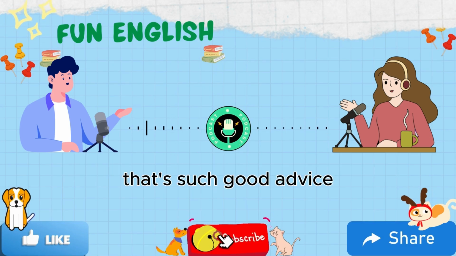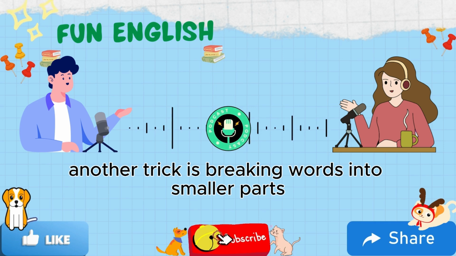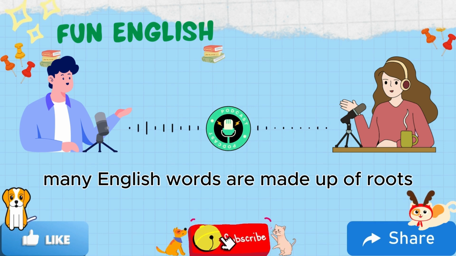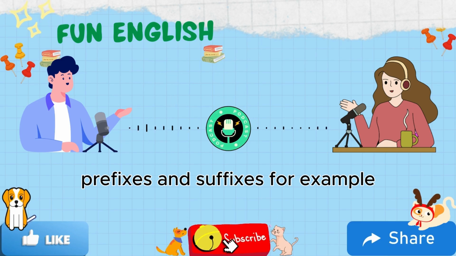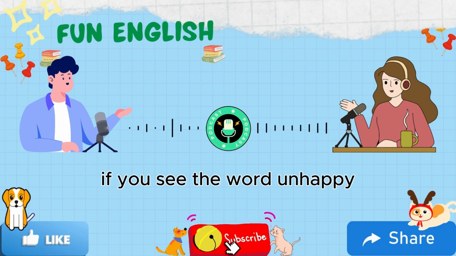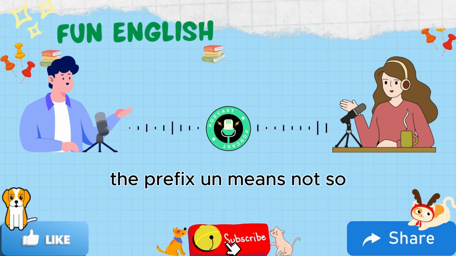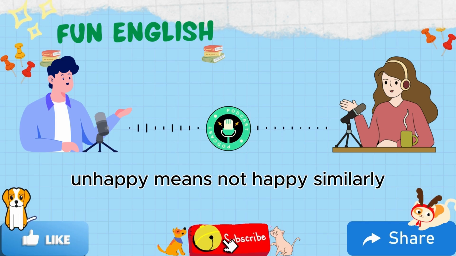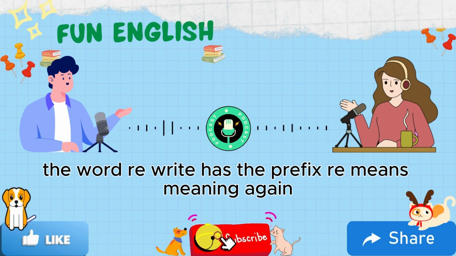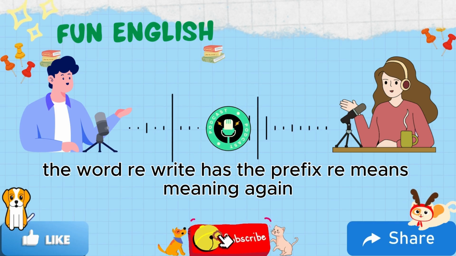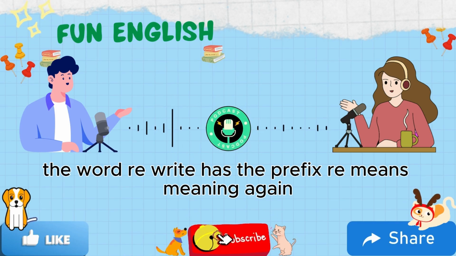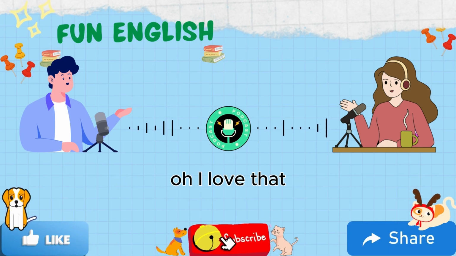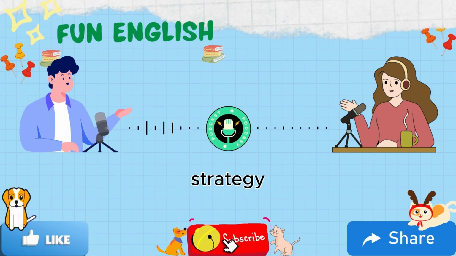That's such good advice. Another trick is breaking words into smaller parts. Many English words are made up of roots, prefixes, and suffixes. For example, if you see the word unhappy, the prefix un means not, so unhappy means not happy. Similarly, the word rewrite has the prefix re meaning again, so it means to write again. Oh, I love that strategy.